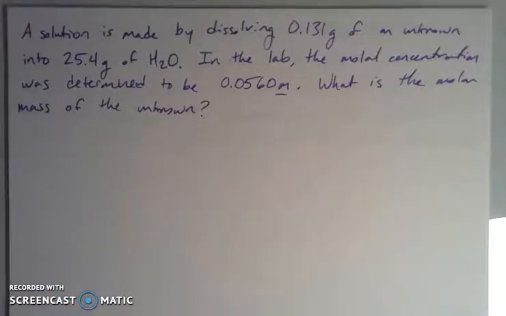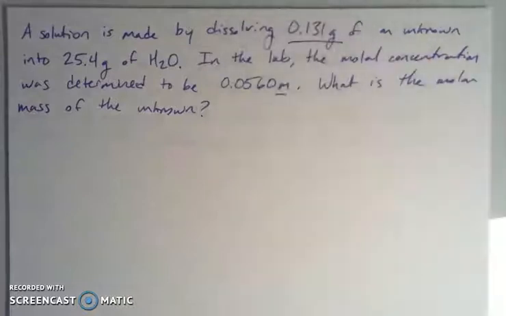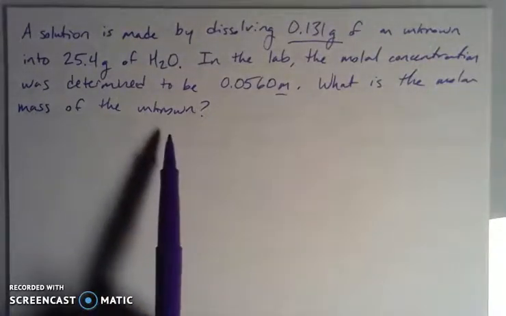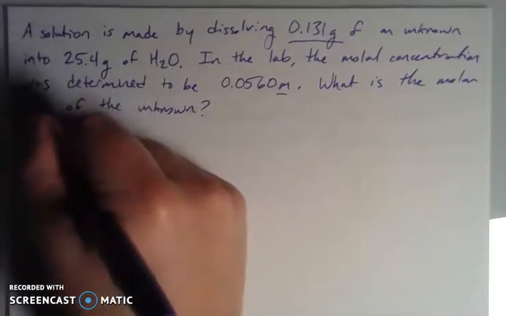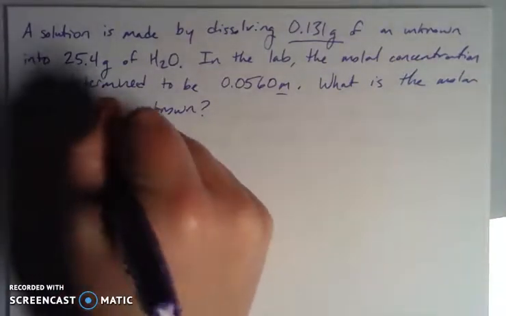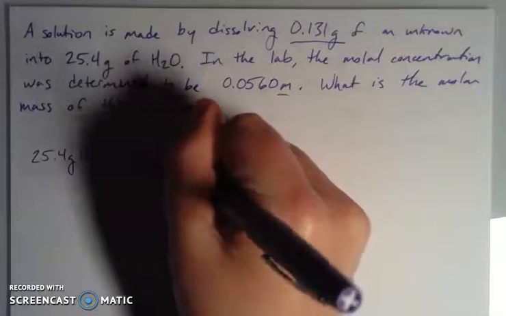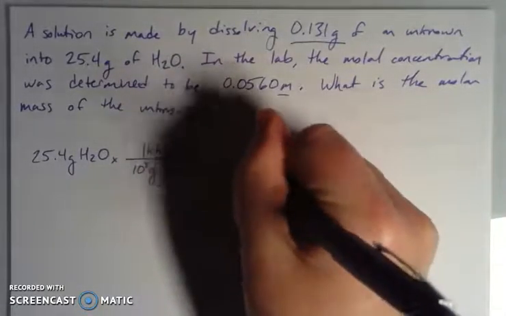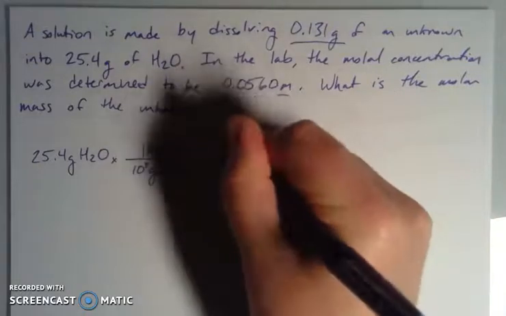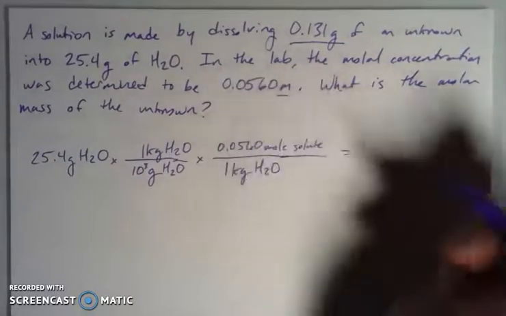Molar mass, of course, is the number of grams in 1 mole of that thing. I have the number of grams, so that's kind of part 1. So what I really need to solve for is the number of moles of my unknown. And that'll come from my molality here, because I know that I have 25.4 grams of my water. So if I start there, 25.4 grams, and if I convert from grams of water to kilograms of water, and then I use the molality to go from kilogram of water to moles of my solute, then that'll get me what I'm looking for, right?